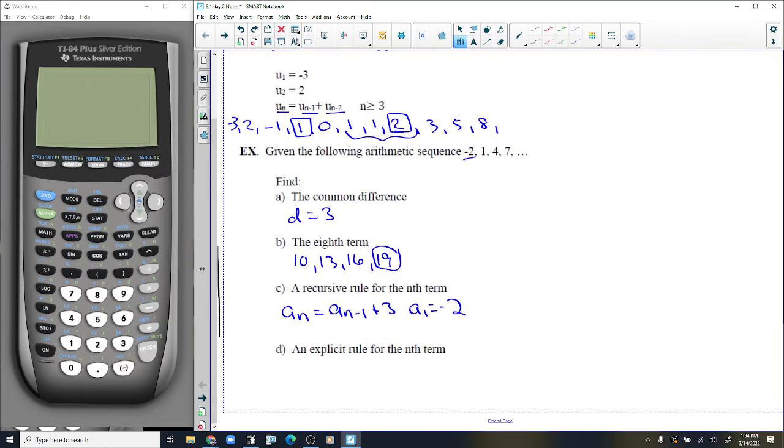An explicit rule for the nth term. Explicit rule. This is arithmetic. So a sub n equals the slope, or the common difference, is 3. But if I plug 1 in for n, that's 3. I don't want it to be 3. I want it to be -2. So we'll just minus 5. And now we start the first one out at -2.